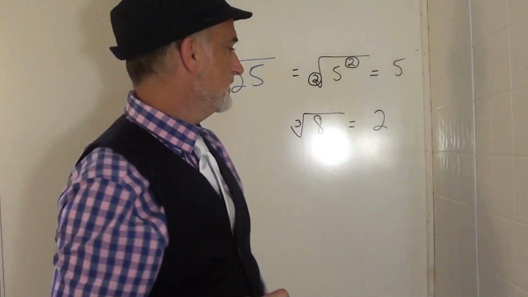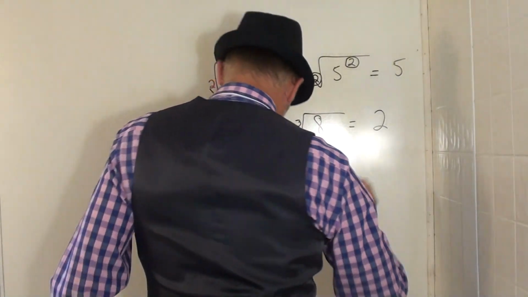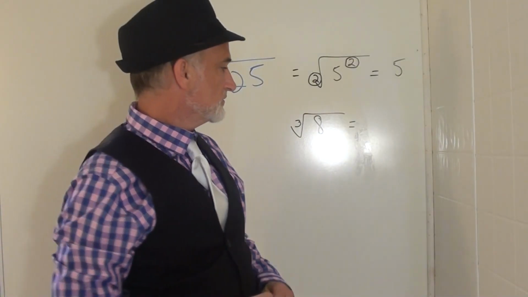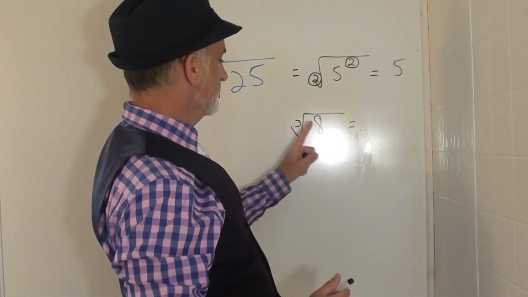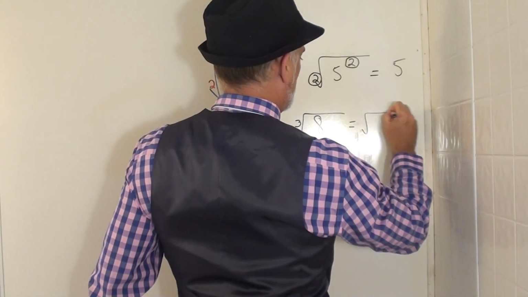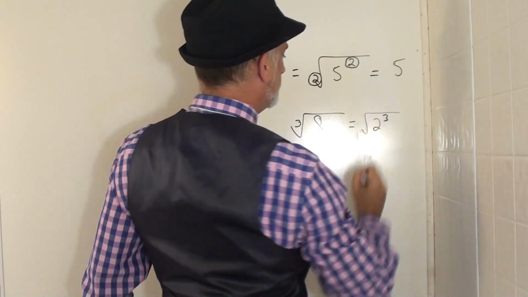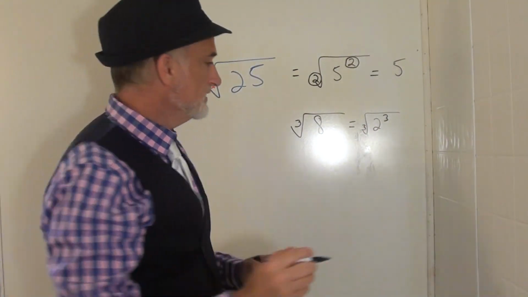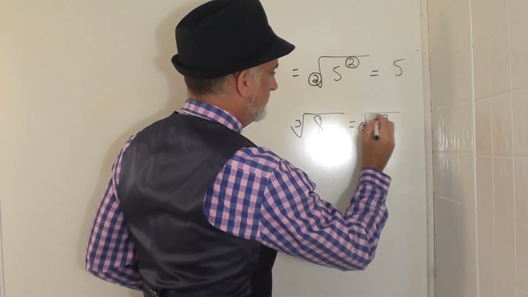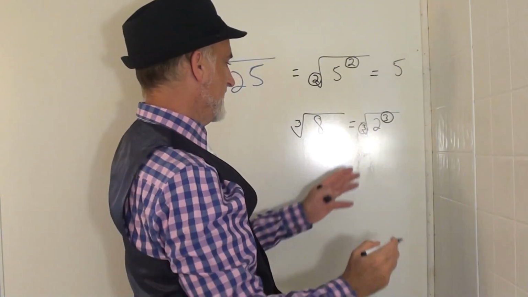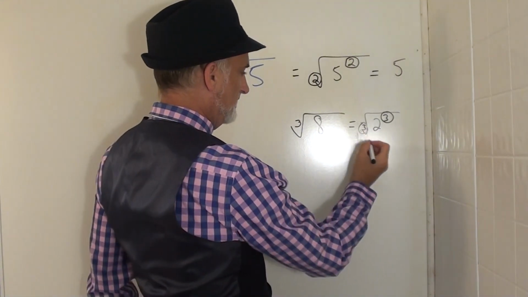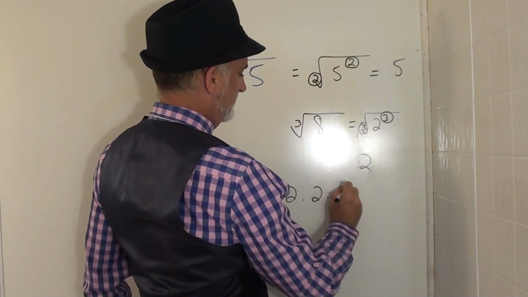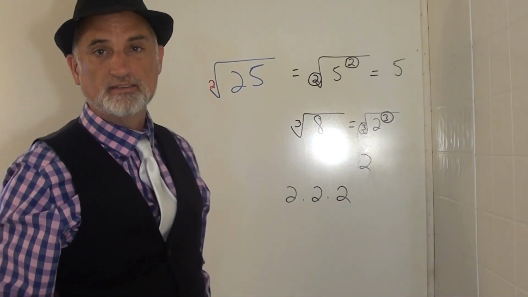Okay? So, let's look at this now. Instead of writing 2 here, alright, so let's rewrite this. The cube root of 8, we could also write as the cube root of 2 cubed. Remember, this 3 is implied in here. So you see the relationship? The cube and the cube root cancel each other out, and that's the same answer, 2, meaning 2 times 2 times 2 will get you the answer 8.